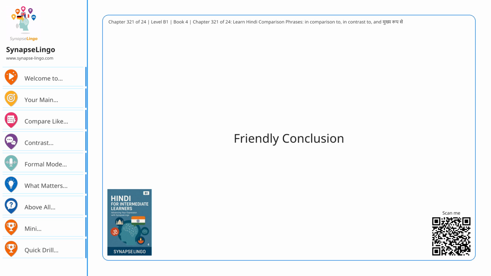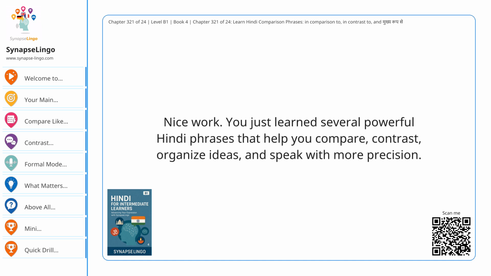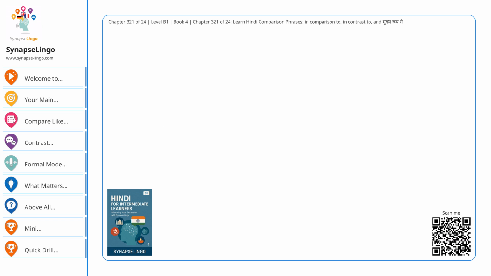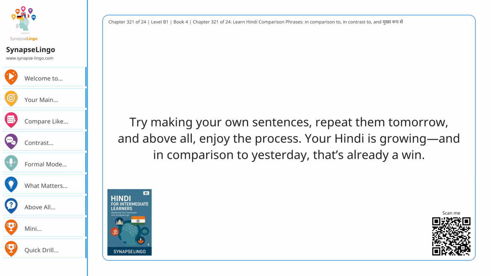Friendly conclusion. Nice work. You just learned several powerful Hindi phrases that help you compare, contrast, organize ideas, and speak with more precision. Thank you for learning with me today. Keep practicing: की तुलना में, के विपरीत, के संबंध में, मुख्य रूप से, and सबसे बढ़कर. Out loud. Try making your own sentences, repeat them tomorrow, and above all, enjoy the process. Your Hindi is growing, and in comparison to yesterday, that's already a win.